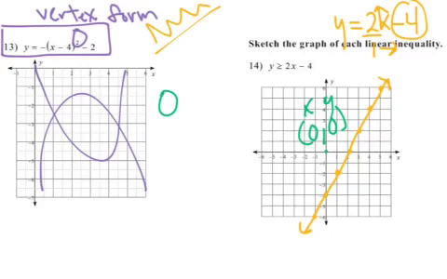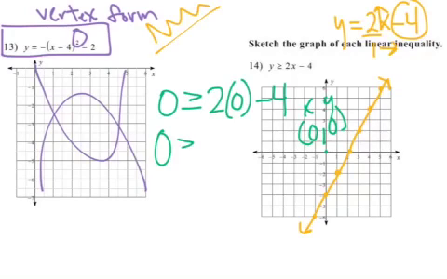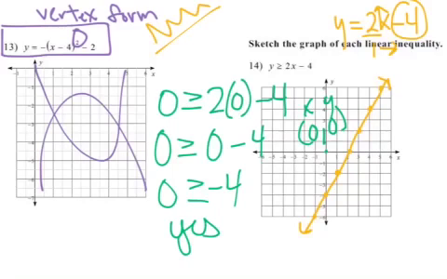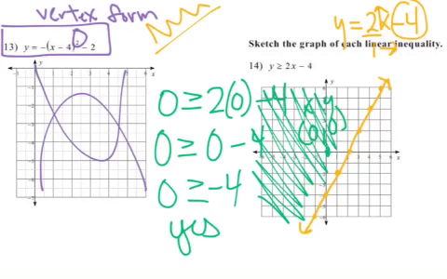Plug 0 in for y. Plug 0 in for x. And then solve. 0 stays 0. 2 times 0 is 0. Minus 4 is negative 4. Is 0 greater than negative 4? Yes, it is. That's true, so that's an answer, which means that's the side we shade. If it were false, we'd shade the opposite side.